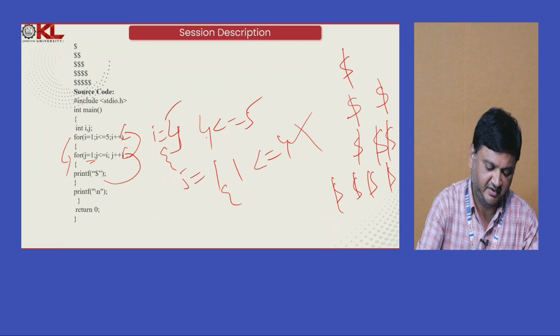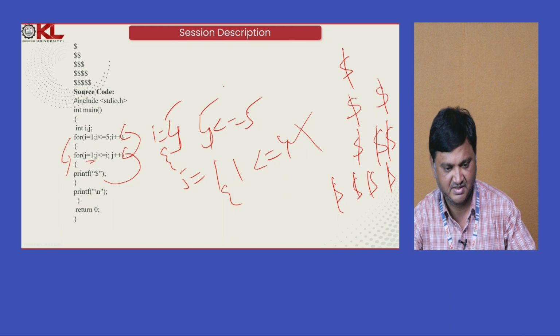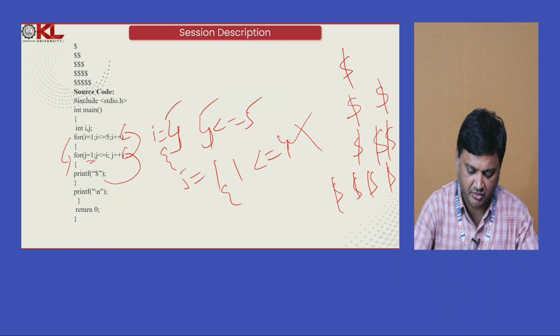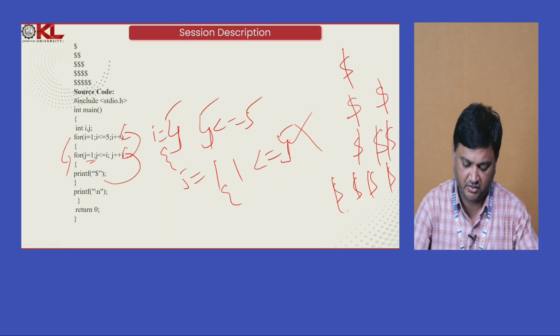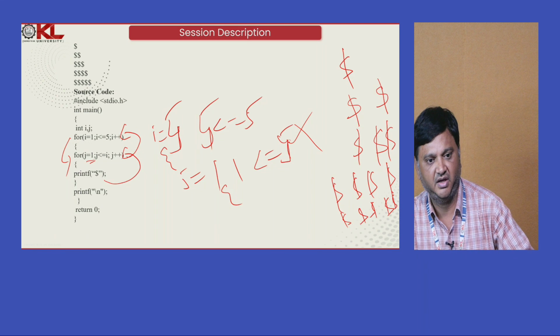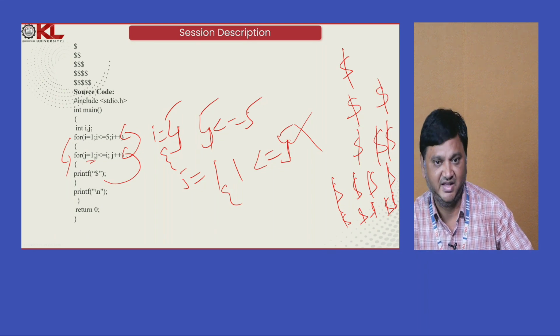Now what is the next step, my dear students? i becomes 5. Is 5 less than or equal to 5? Yes. Again j starts with 1 and goes up to 5. Now tell me how many dollars will be printed in the fifth row? Very good. 5 dollars will be printed in the fifth row. So this is the way your pattern is designed with the help of a nested for loop.